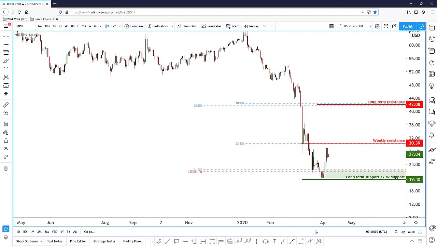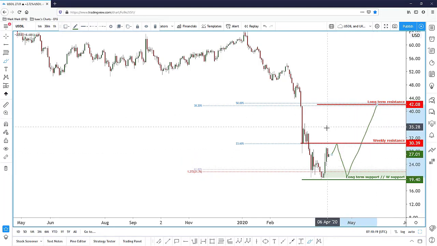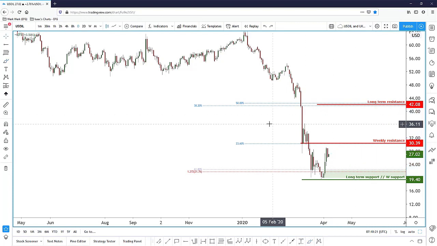Remember, the bias that we had on the weekly was for price to react above the long-term support and push up towards the long-term resistance. But it seems like on the daily, price is coming close to the weekly resistance. What I'm thinking is price could react below the weekly resistance, make one more push down before making a final push up towards the long-term resistance.